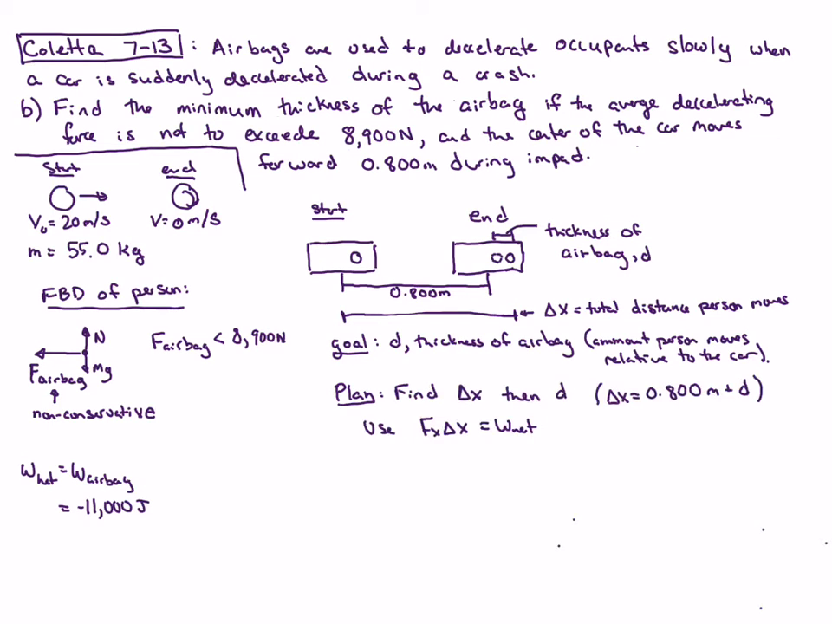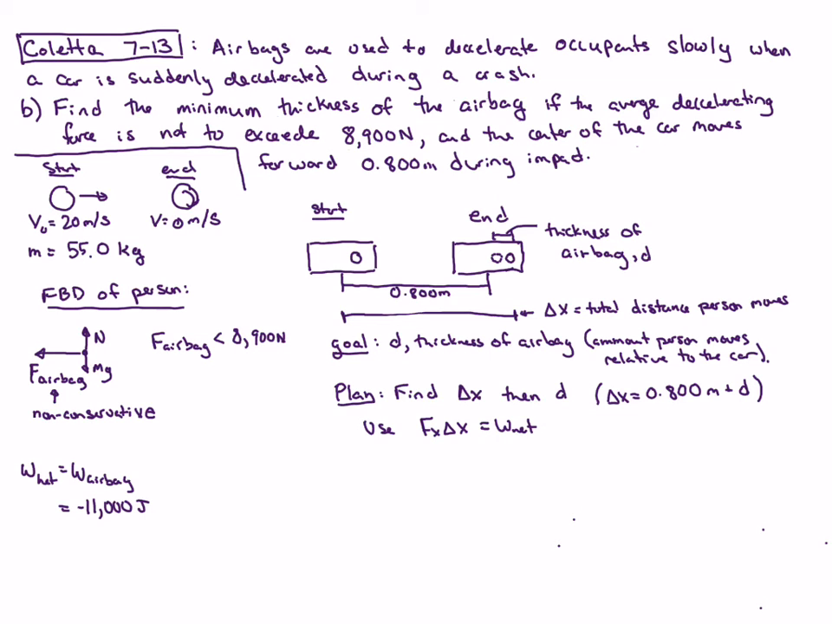All right, here's my plan. I want to find delta X, this total distance that the person moves, and then once I have delta X, I know I can use that to get D, the thickness of the airbag, because this total delta X is just the part the car moves plus D, right? So delta X is 0.0800 meters plus D, so if I know delta X, I can easily do some algebra to solve for D.